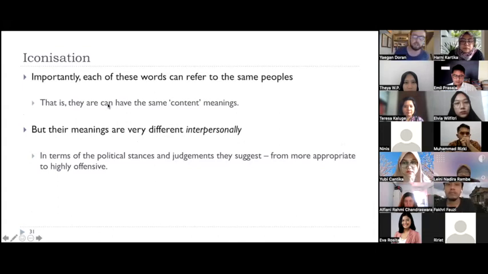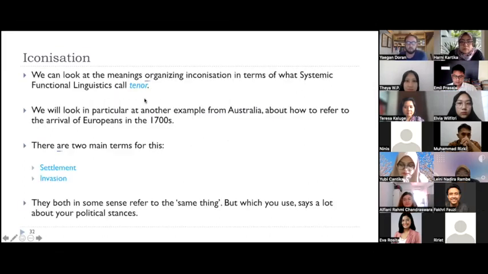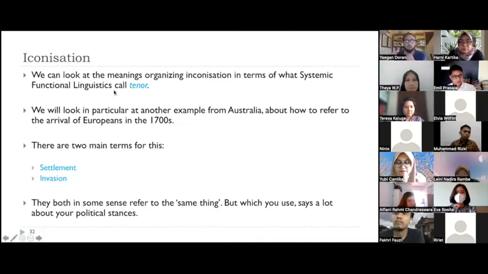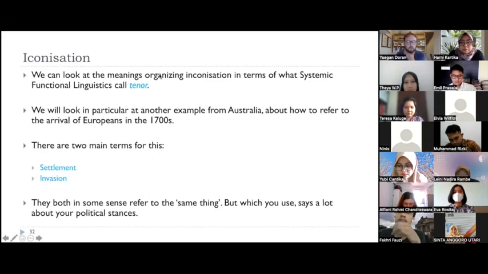As I said, importantly, each of these words can refer to the same things, in the sense that they can have the same content meanings, but their meanings differ interpersonally in terms of political stances and judgments. So we can look at technicality in terms of field, like classification and composition and activity and property. We can look at iconization in terms of what systemic functional linguistics calls tenor. Tenor is about the social relations established. If you haven't looked at tenor, don't worry about it. It's just a term we use.